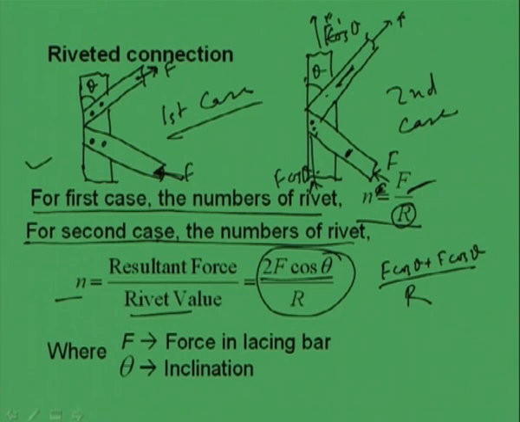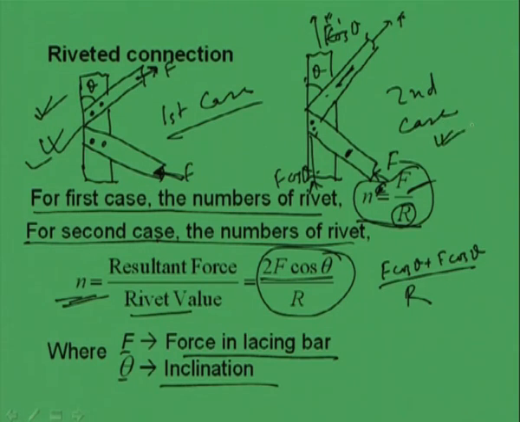Whereas, for first case this will be n is equal to F by R, and for the second case the n will be equal to 2F cos theta by R, where F is the force in lacing bar and theta is the inclination. So, what type of connections we are going to provide? Accordingly, we can find out the number of rivets. In fact, from this we can find out which one is required less, and accordingly we can provide the number of rivets. Means, if for this case rivet is coming less, then we can follow this, or if for this case the number of rivets is coming less, then we can follow this type of connection. So, which one will be economic, which one will be easier, that we have to see, and accordingly we can make it, right.